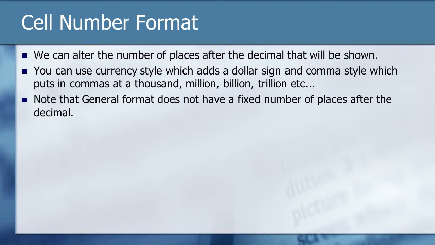Typically a worksheet comes up with a general style when it starts, and that general style doesn't have a fixed number of places after the decimal. The general style typically will just give the amount of decimal places needed in order to display the particular number that's been put into that cell or been calculated in that cell.